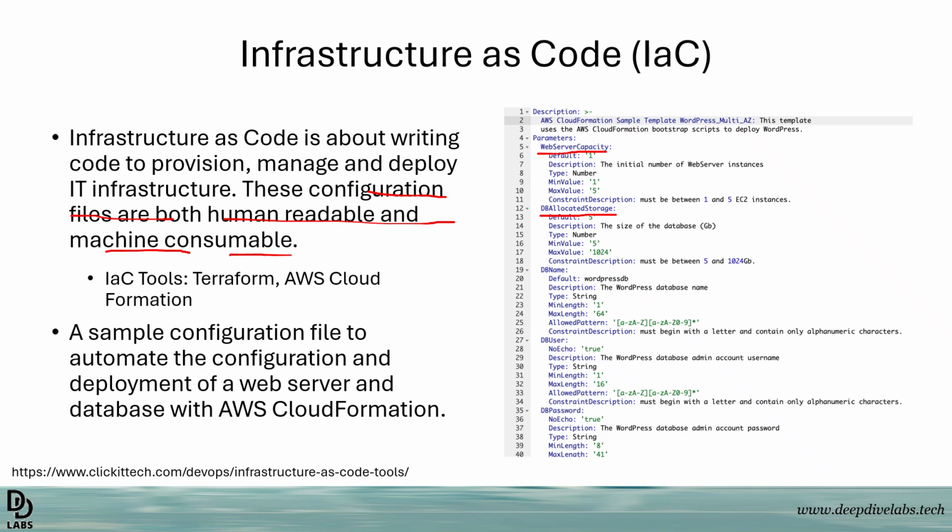Now that you are able to configure infrastructure as code, you can understand that you can version control it as well, right? Here is an example of a configuration file that automates the configuration and deployment of a web server and database with AWS CloudFormation. You can see there are a lot of these resources: your DB name, username, password, and what's your web server.